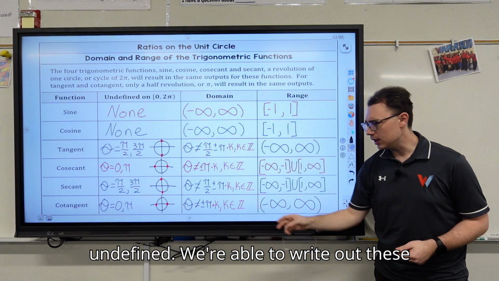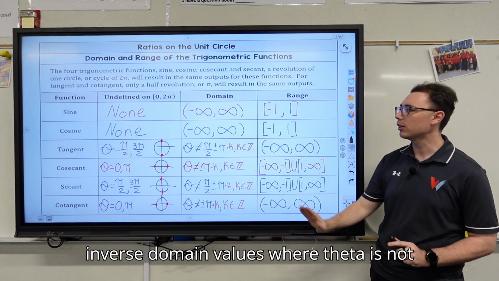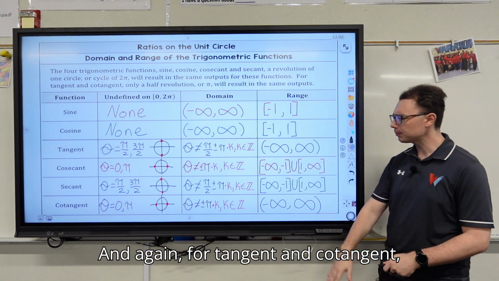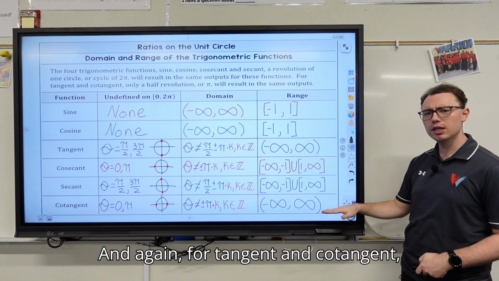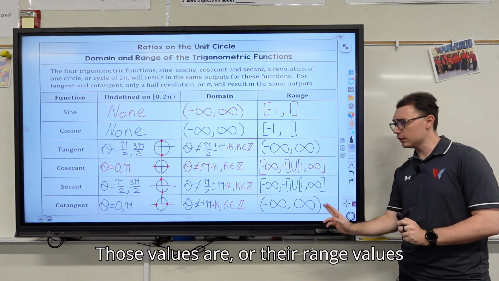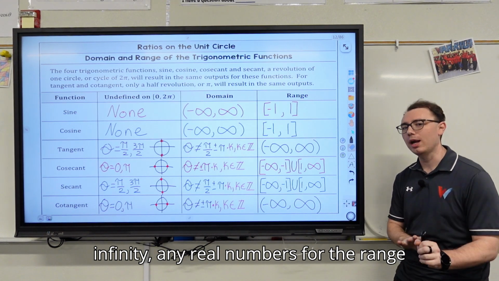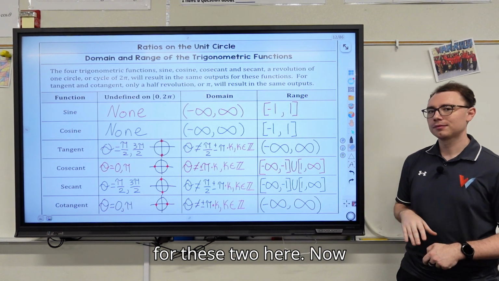We're able to write out these inverse domain values where theta is not valid, while all other values are valid. And again, for tangent and cotangent, their range values are positive infinity to negative infinity, any real numbers for the range for these two here.